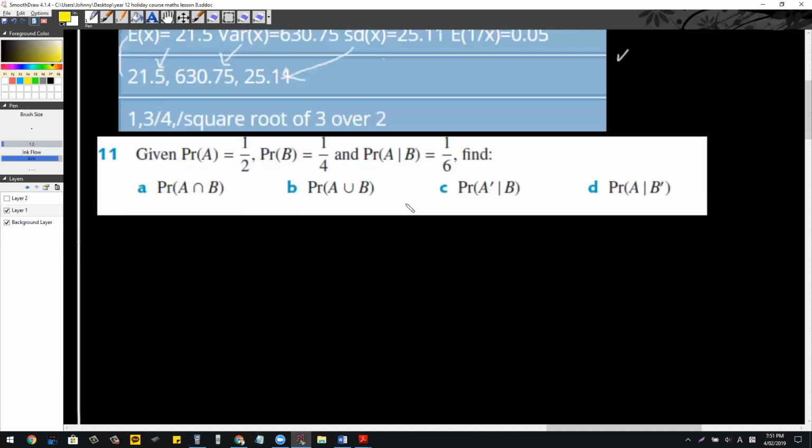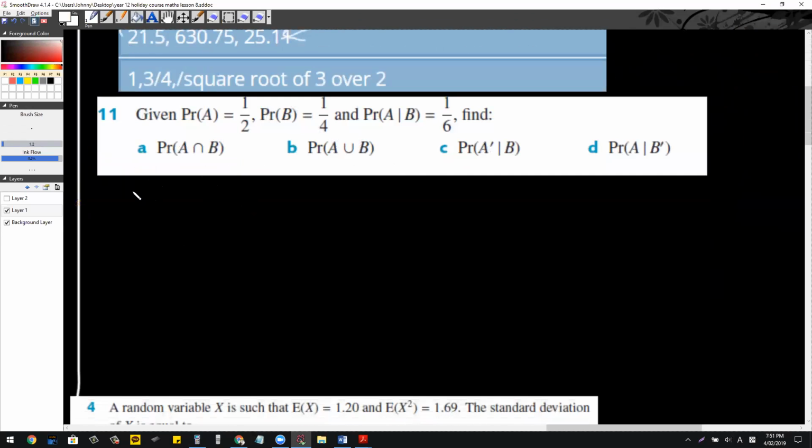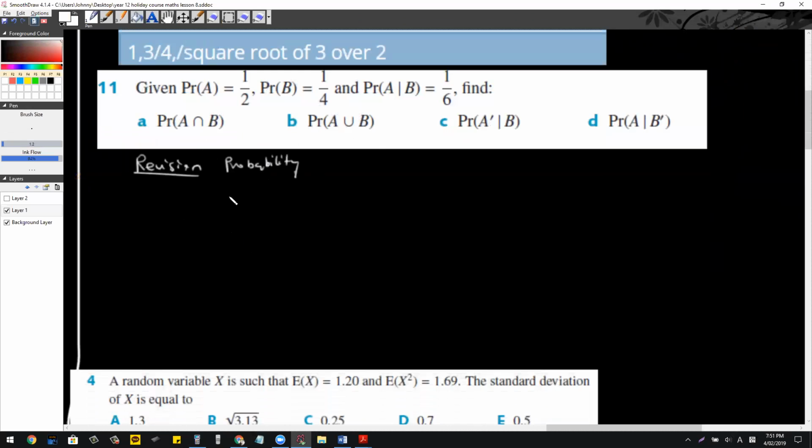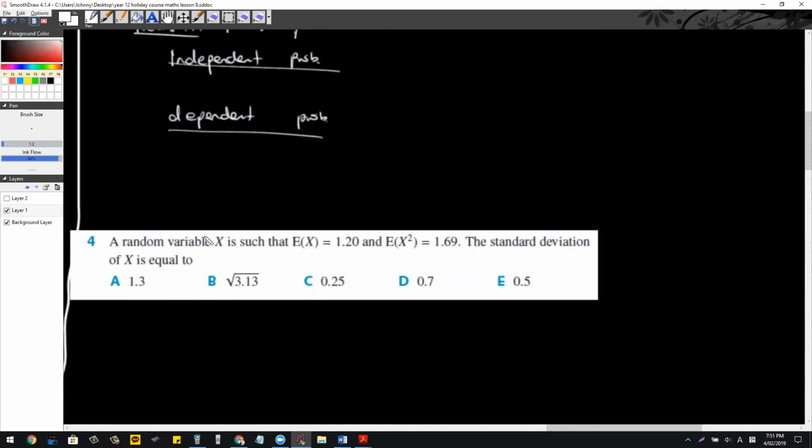Now let's move on to this question here. So this is simple probability revision, guys. Just a little bit of brief revision on probability, guys, okay? So there is independent probability and dependent probability. So this is for people who need some revision on probability. Well, let's try this one first, and then we're going to do some revision on probability, okay?